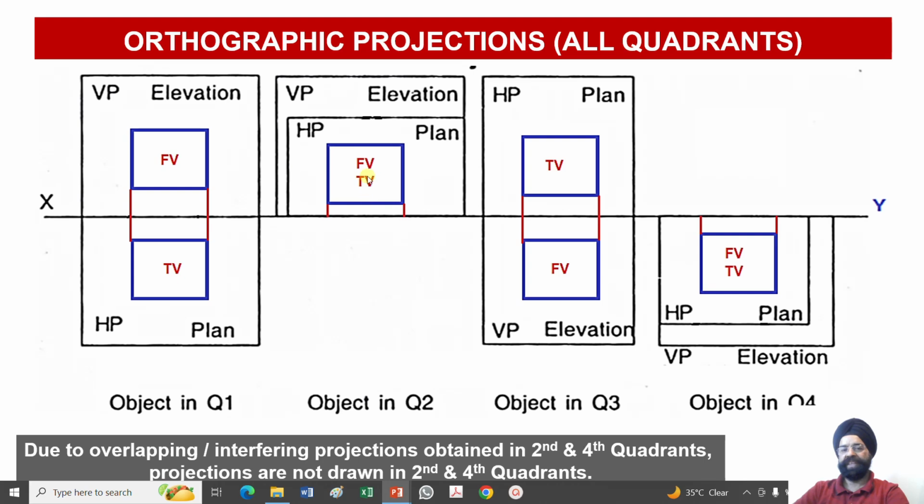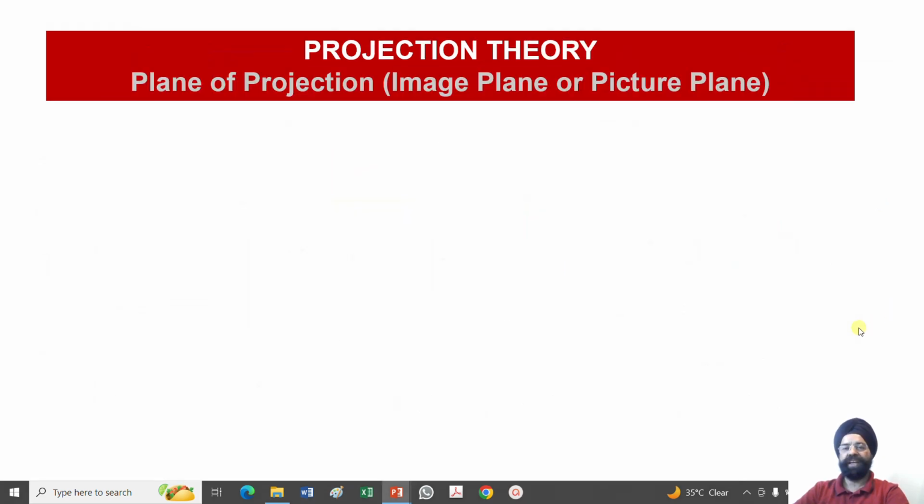And since we have discussed, because of the serious infringement and overlap and lesser clarity in the second and the fourth quadrants, because the views are interfering with each other, projections are never drawn in the second and fourth quadrants. We usually draw projections only in the first as well as the third quadrants.